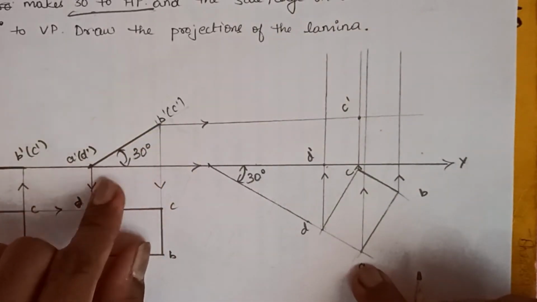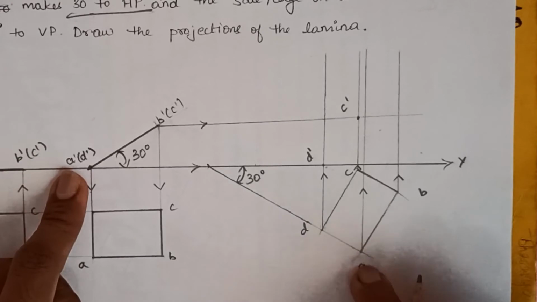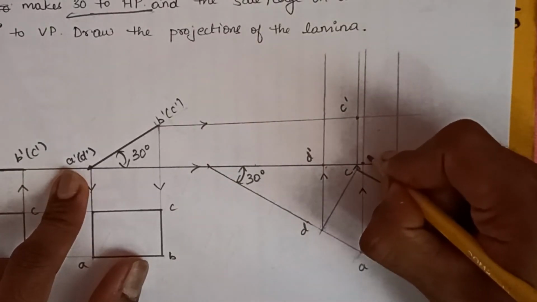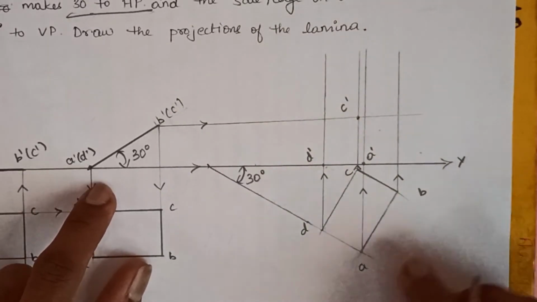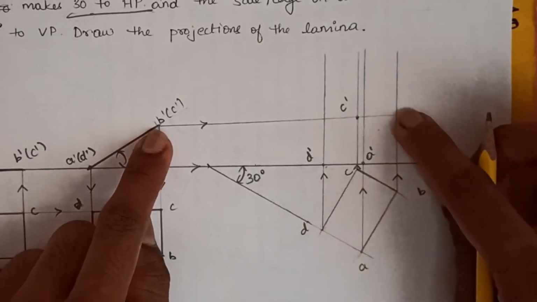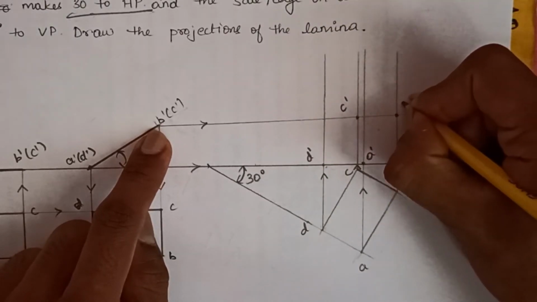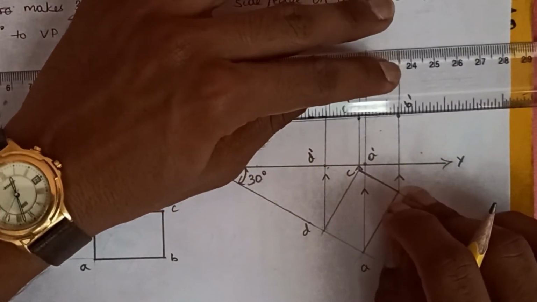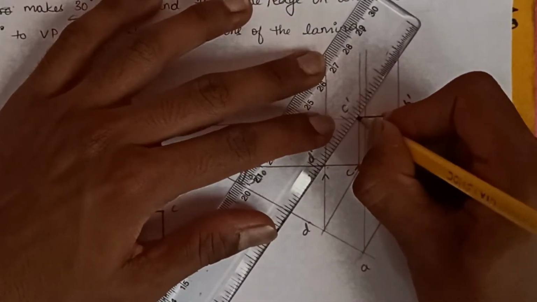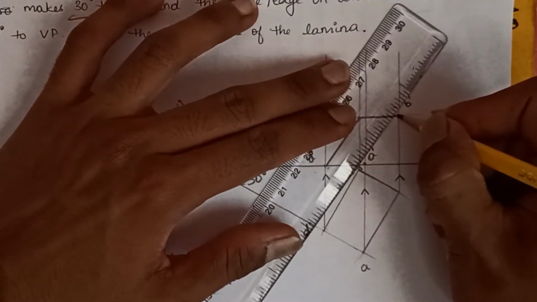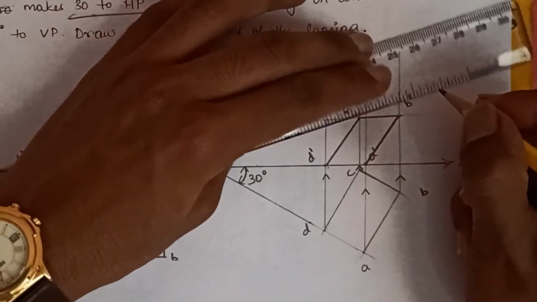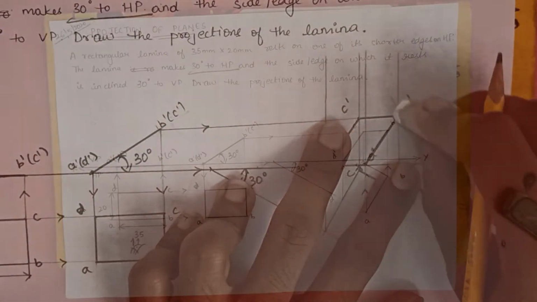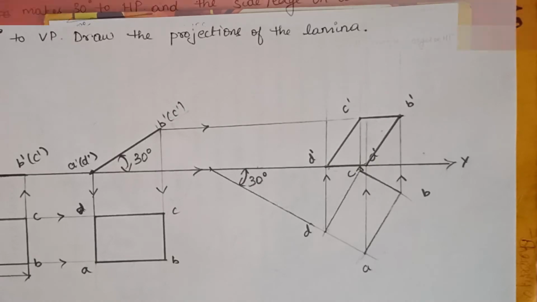Next, A and A' will be meeting at this point. So I'll be labeling this point as A dash. And B and B' are meeting at this point. So I'll be labeling this point as B dash. Finally, you need to join these points. Don't forget to make a thick line. And to make it look neater, you need to erase the unwanted lines. So this is the required answer.